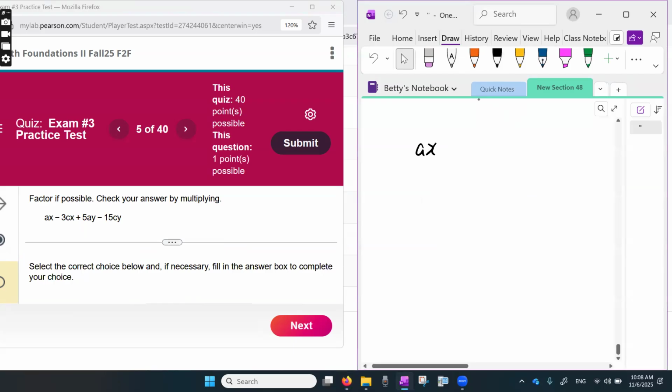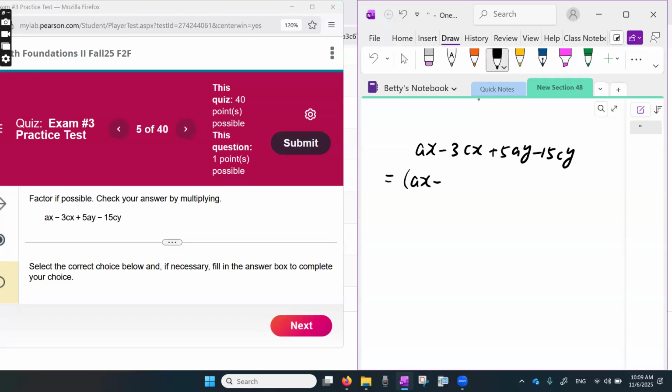Ax minus 3cx plus 5ay minus 15cy. Double check. Ax minus 3cx plus 5ay minus 15cy. If we group ax, let me see how I group it. A minus 3c. Yes, it is factorable by grouping. We can factor it by grouping.